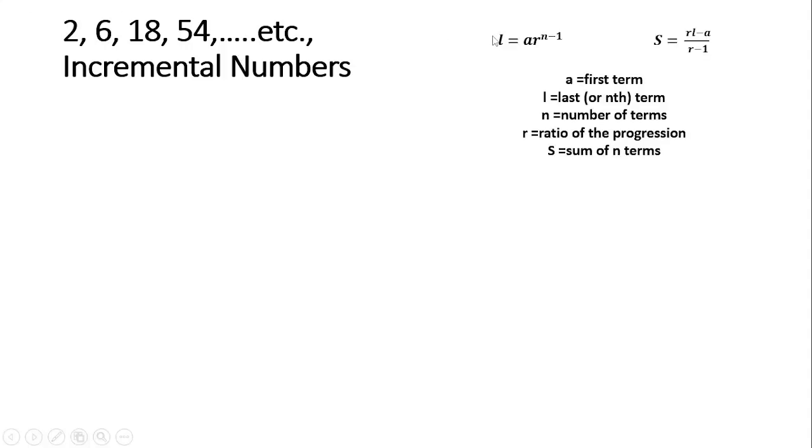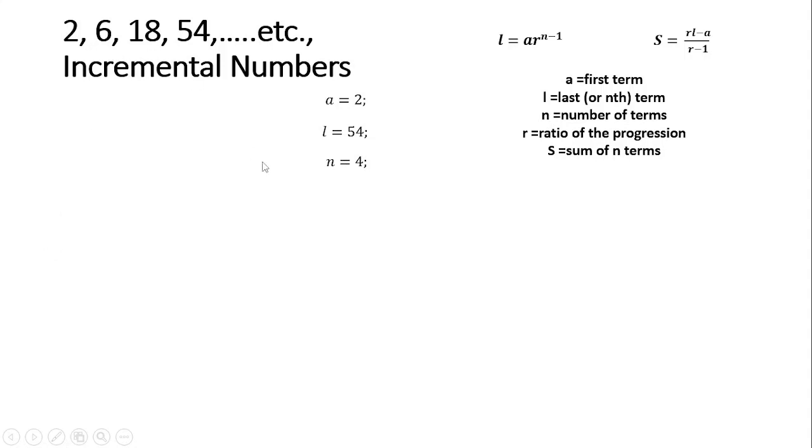Here the last term L can be identified through L is equal to A into R power (N minus 1). The sum of all the four terms can be identified through the formula S is equal to (R L minus A) divided by (R minus 1). Here we already know what A is. A is the first term. According to this problem, A is equal to 2 and the last term L is 54. So 54, and then N. How many numbers are available? 2, 6, 18, 54.